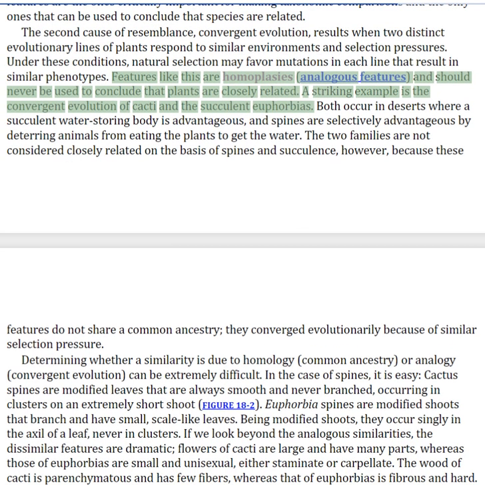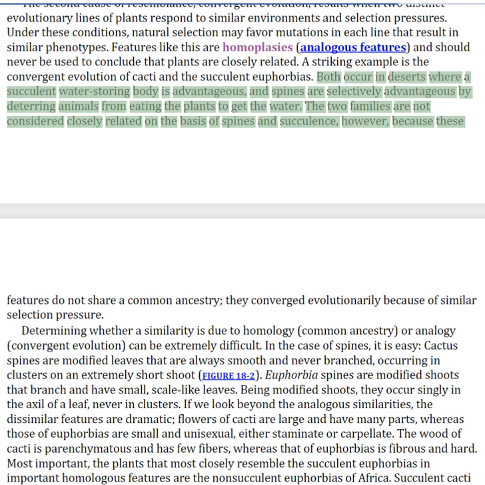Features like this are homoplasies and should never be used to conclude that plants are closely related. A striking example is the convergent evolution of cacti and the succulent euphorbias. Both occur in deserts where a succulent water-storing body is advantageous, and spines are selectively advantageous by deterring animals from eating the plants to get the water.